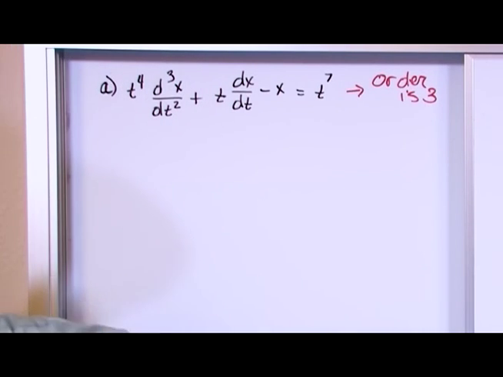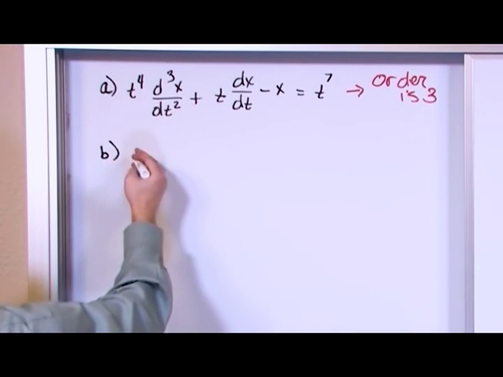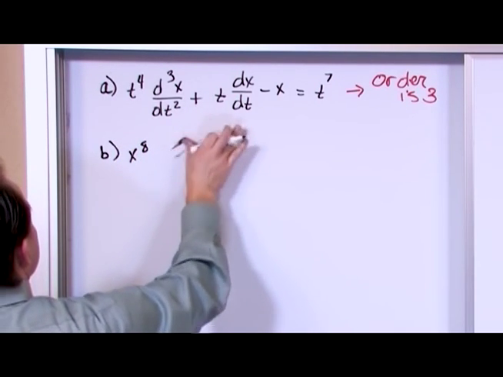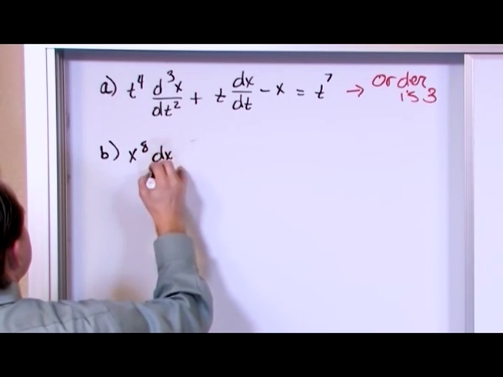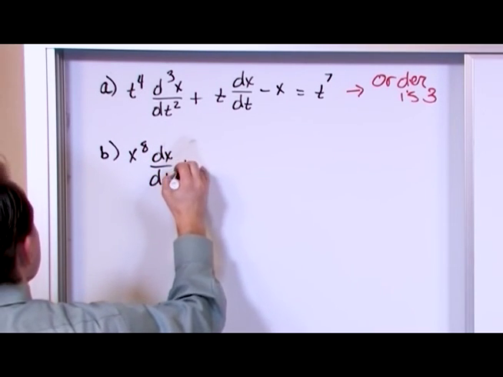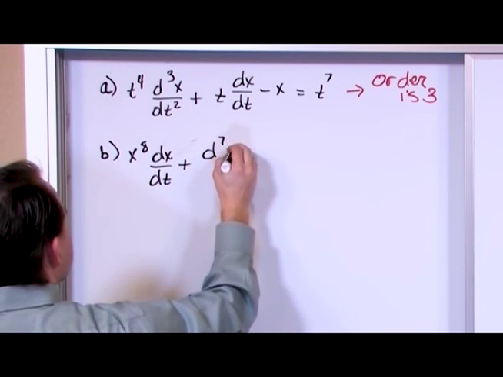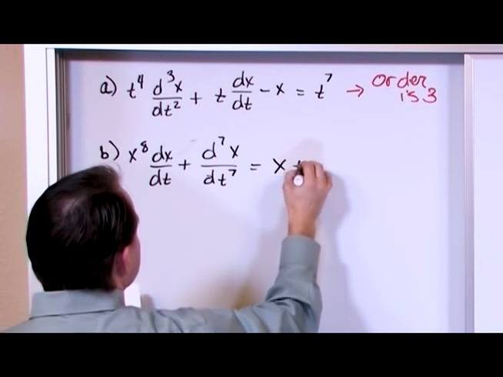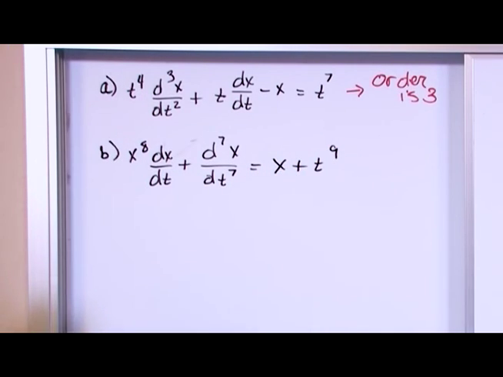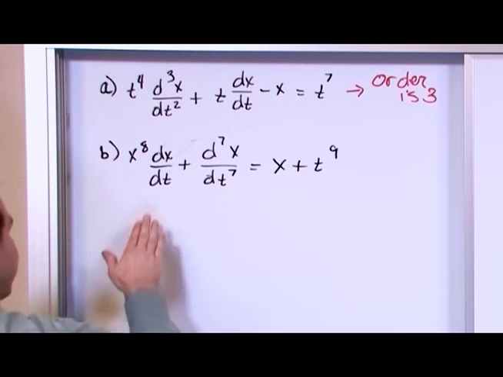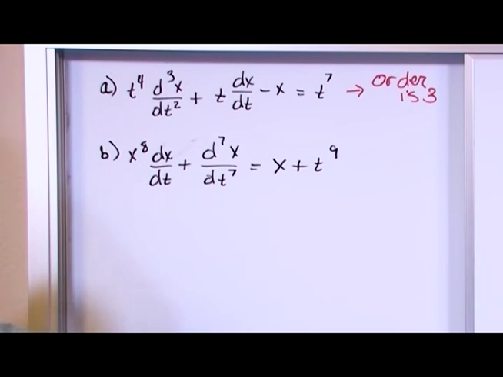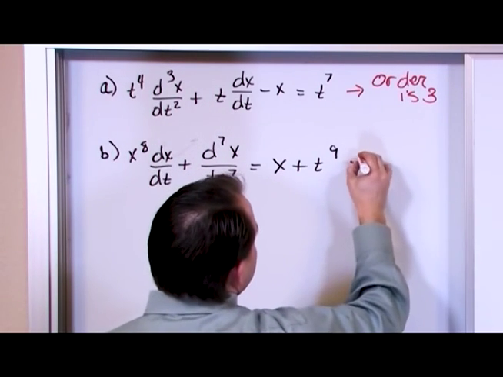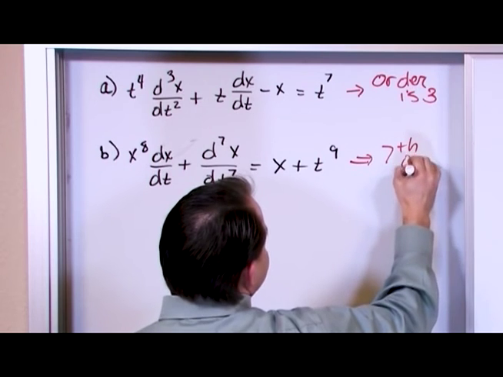All right, there's another one here. What if we have x to the 8th plus t times dx/dt plus the 7th derivative of x with respect to time is equal to x plus t to the 9th power. So what is the order of that differential equation? We have a first derivative here, there's no derivative over here at all, and this is the 7th derivative. So this is 7th order.